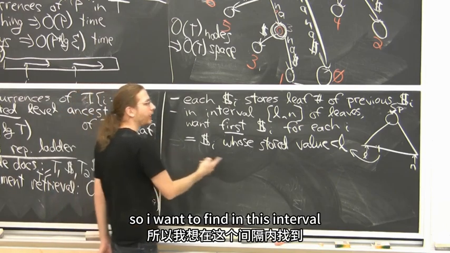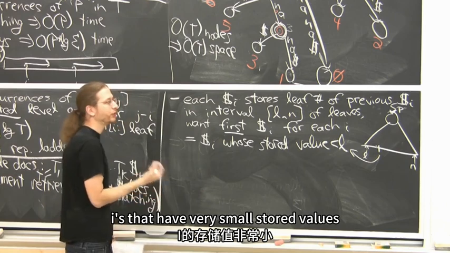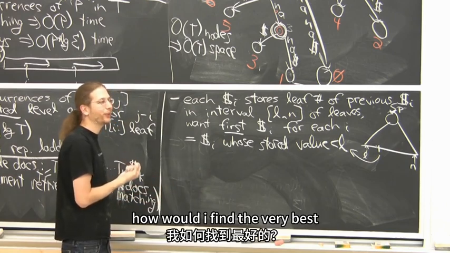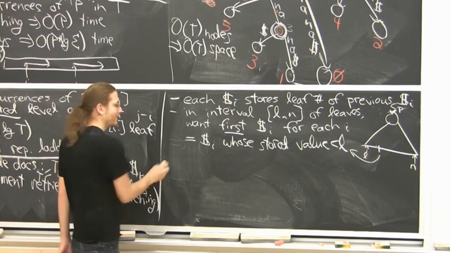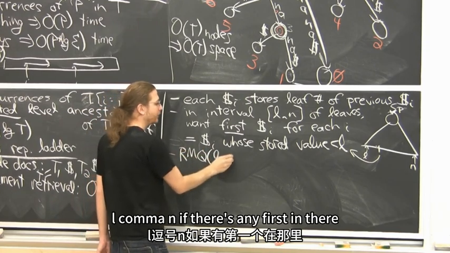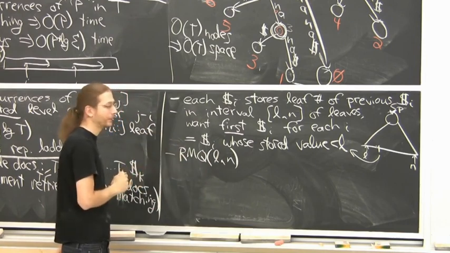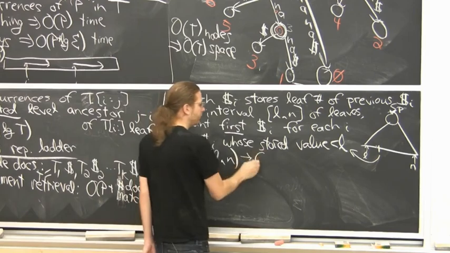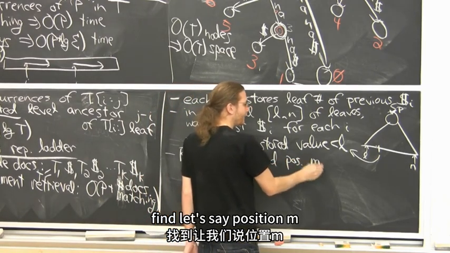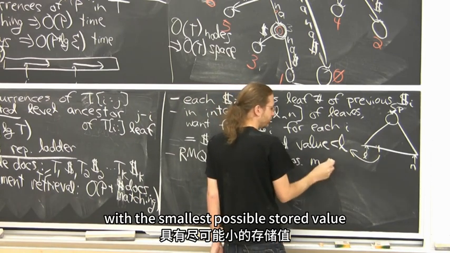So I want to find, in this interval, $i's that have very small stored values. How would I find the very best one? Range minimum query. So we do a range minimum query on L comma R. If there's any firsts in there, this will find it. Find, let's say, position M with the smallest possible stored value.